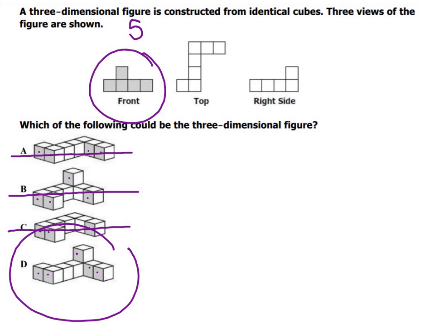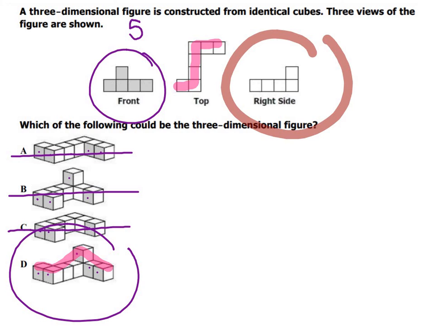I can go through and I can kind of check the ones on the sides and tops as well. I can make sure that I've got this crazy wormy shape and I can count the side view, and I can make sure that I still have 5 on the side, which I do. 1, 2, 3, 4, 5. But D is my answer.